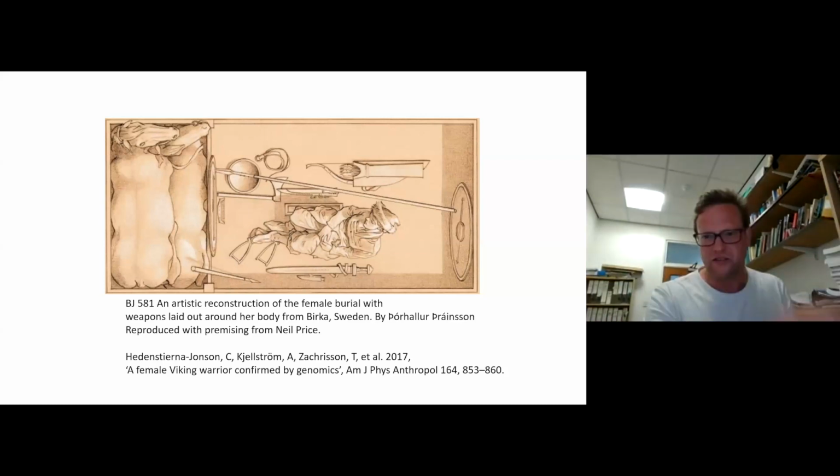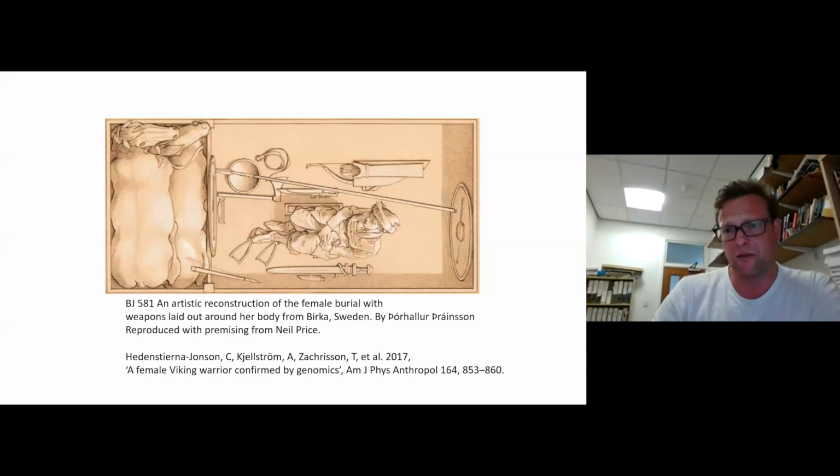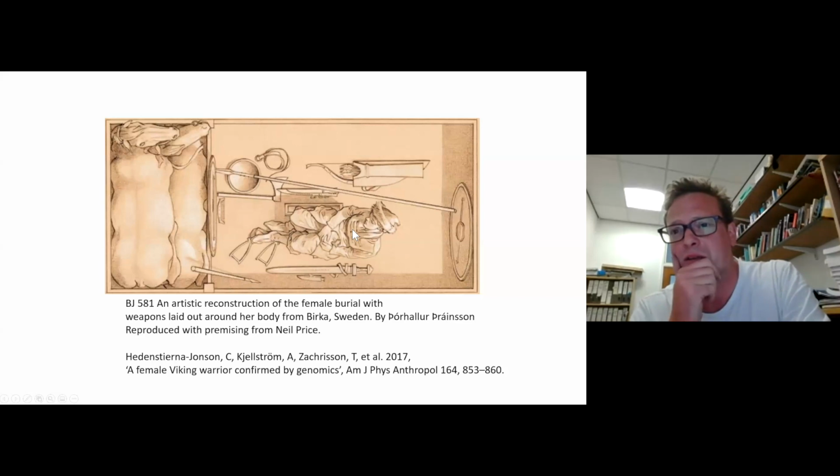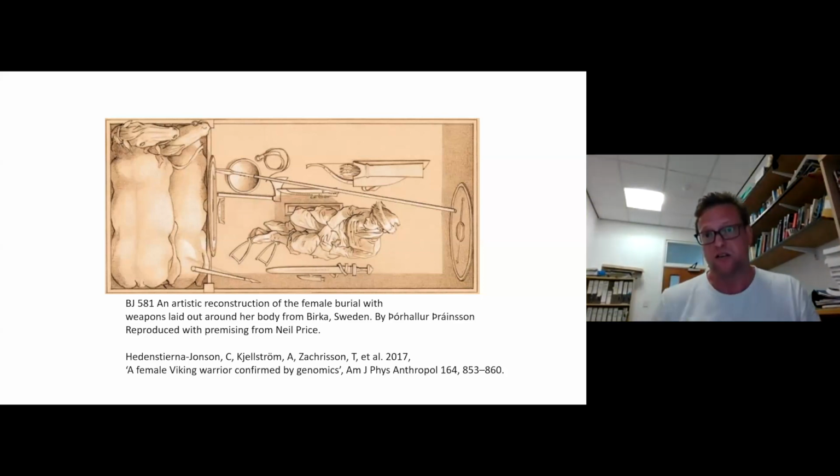I'm cheating slightly. This is not an early Anglo-Saxon example. Neil Price kindly shared this with me. This is a Viking example from Birka, Birka burial 581. It's now very famous because it was considered that this individual was buried as a man because of the weapons that were included in the burial. But genetics recently identified that she was female. And with that comes a huge controversy and a debate that maybe we shouldn't be that surprised at.